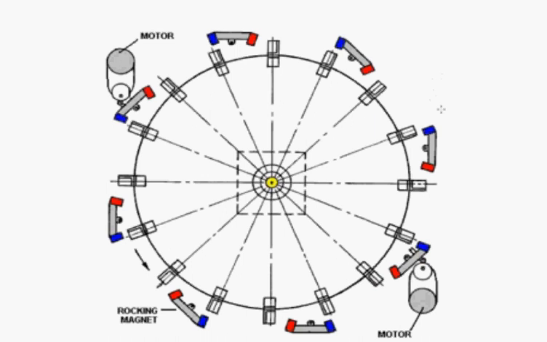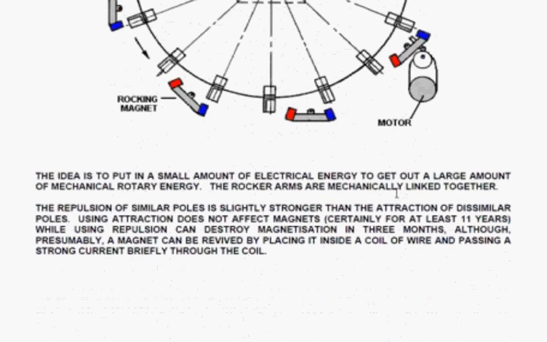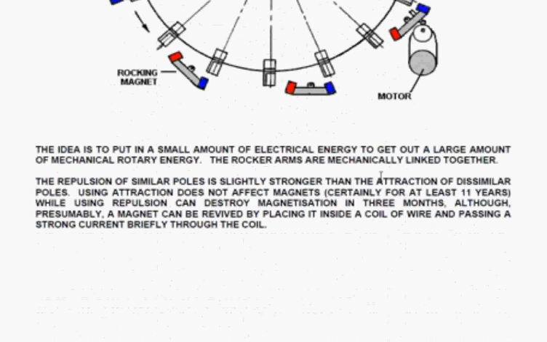And it actually rotates quite powerfully because the force that's exerted on it is between the fixed pivot of the rocker arms and the magnets attached to the rim of the wheel. Now, there are lots of different ways to do that sort of thing. And the idea is to put in a small amount of electrical energy to get out a large amount of mechanical rotary energy. All of the rocker arms are mechanically linked together. Now, the thing you should understand about magnets is the repulsion of similar poles is slightly stronger than the attraction of dissimilar poles.